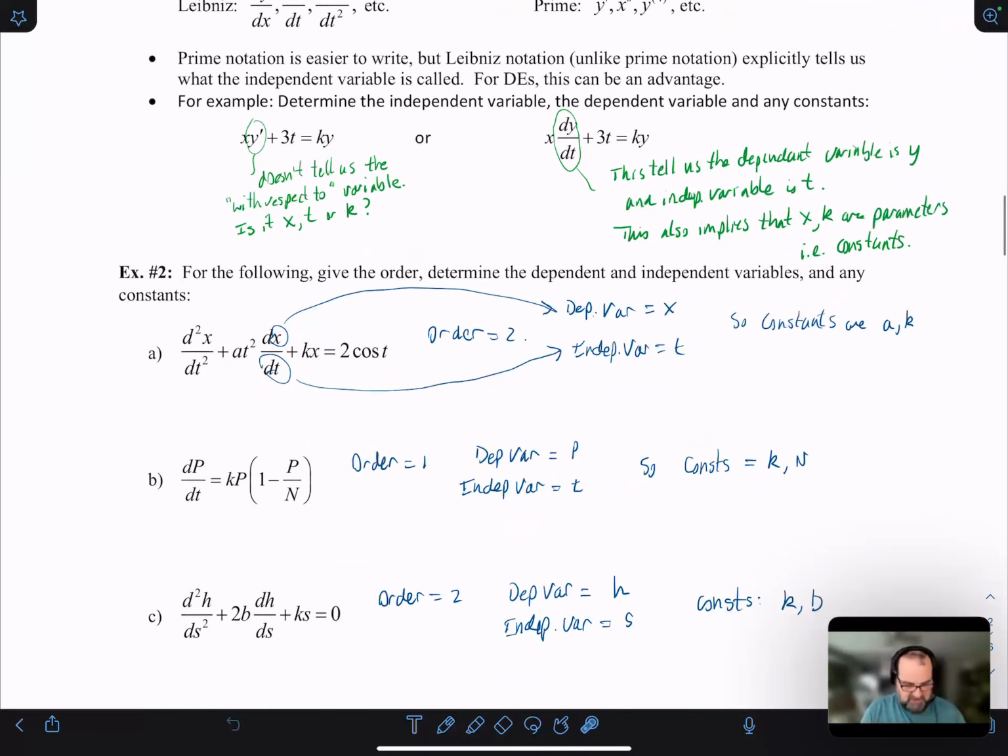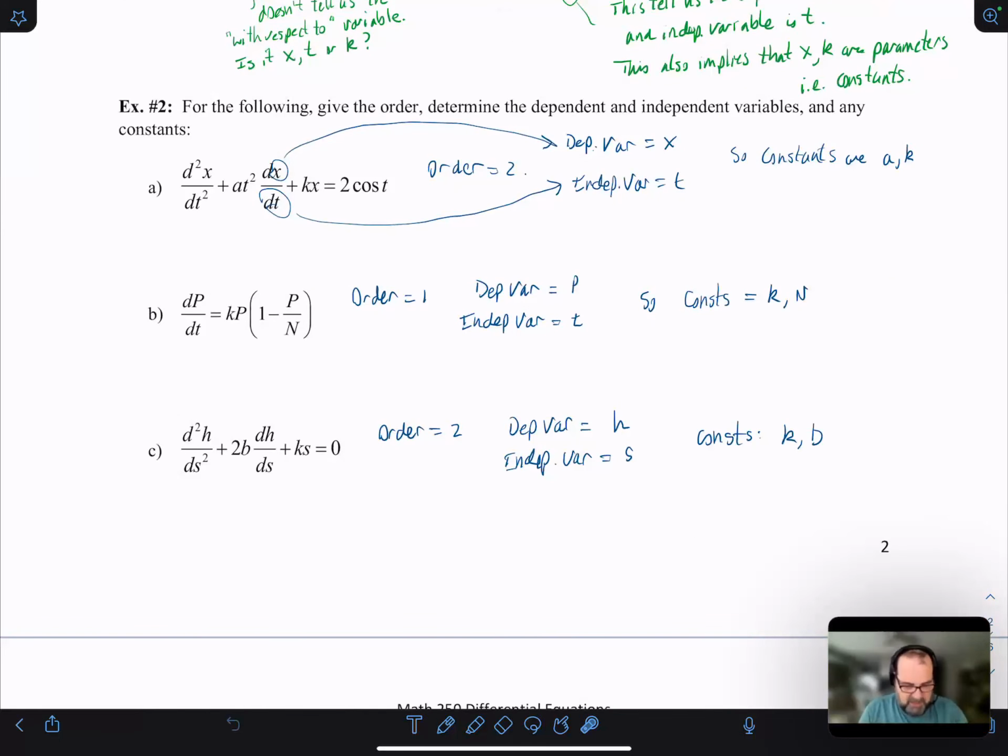So just a couple of examples here. All right, so for the following, what is the order of the DE? That should be pretty easy. And then determine the dependent and independent variables and any constants. So let's just talk about those real quick. So in this first example, this is fairly clearly a second derivative of x.